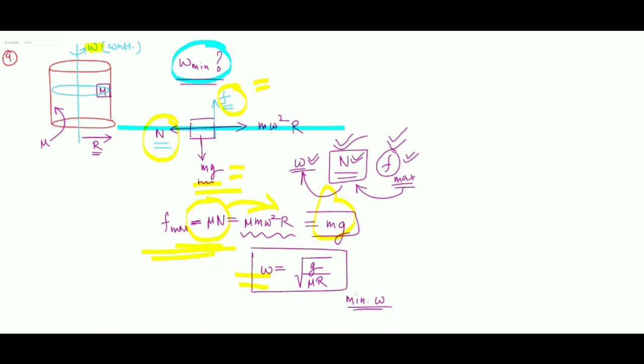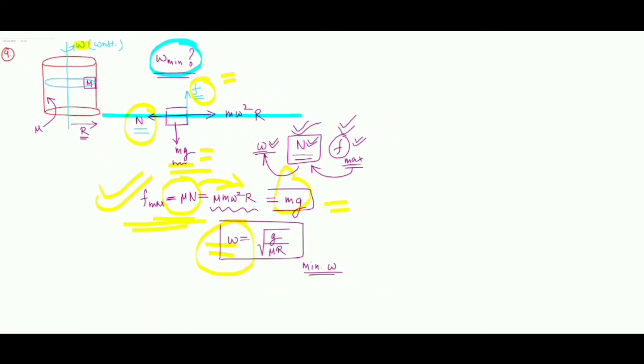Corresponding to this, whatever omega is coming is the omega which can provide this last value of friction. If omega is lesser than this, then friction will not be sufficient to balance mg. As soon as omega becomes lesser than this, even the maximum value of friction, which is mu n, will become lesser than mg, and hence it will not be balanced. This is as simple as that.